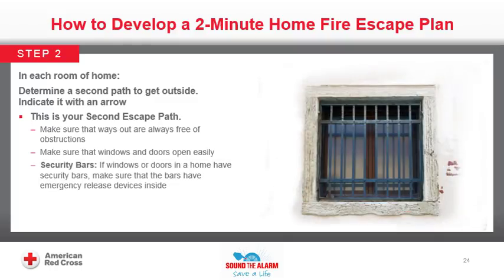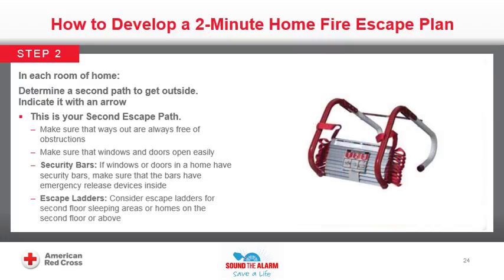Security bars. If windows or doors in your home have security bars, make sure that the bars have emergency release devices inside so that they can be opened immediately in an emergency. Emergency release devices won't compromise security, but they will increase the chances of safely escaping a home fire. Escape ladders. Consider escape ladders for second-floor sleeping areas or homes on the second floor or above. Learn how to use them and store them near the window.